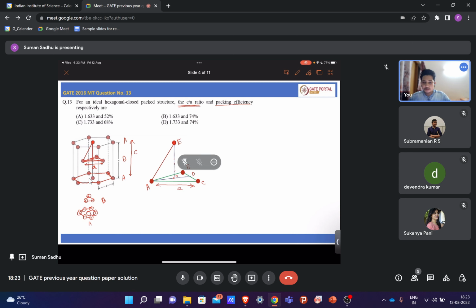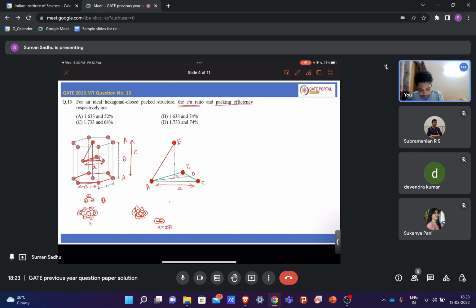Okay, so for the sake of simplicity, this structure is drawn like this, with the atoms far apart. But in reality, these atoms are touching each other like this. So this length, where two atoms are touching, is A, the lattice parameter. We can also write it as 2r, where r is the radius of each atom.